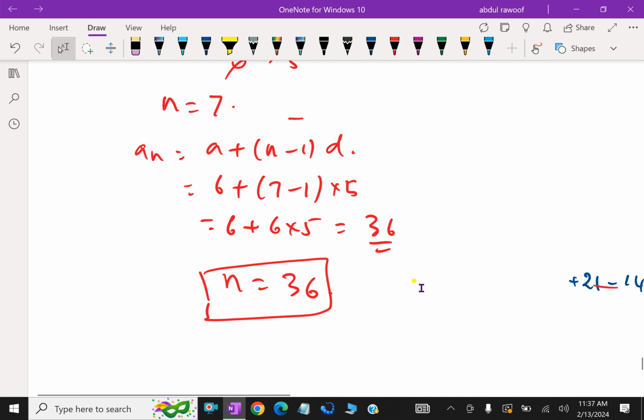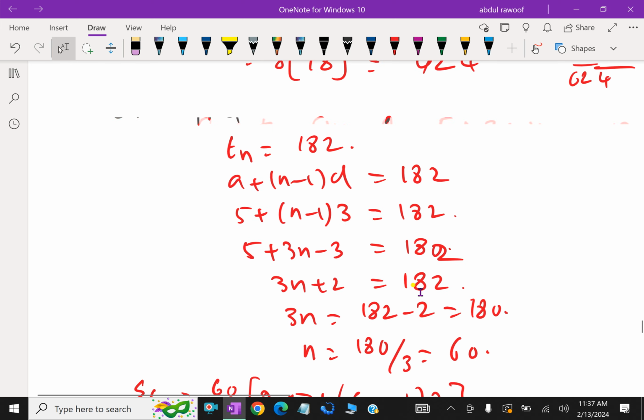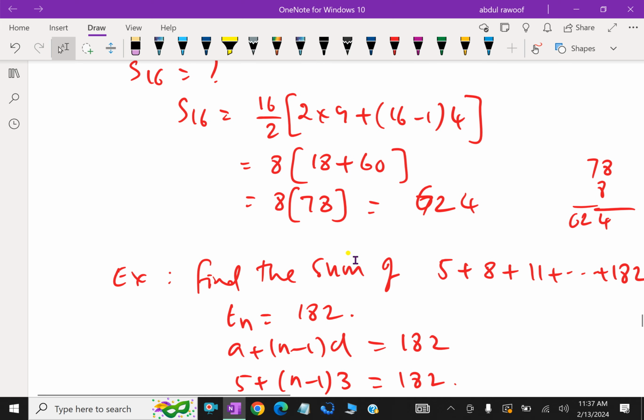We solved. So far we discussed the sum of n terms in AP and its solving problems.